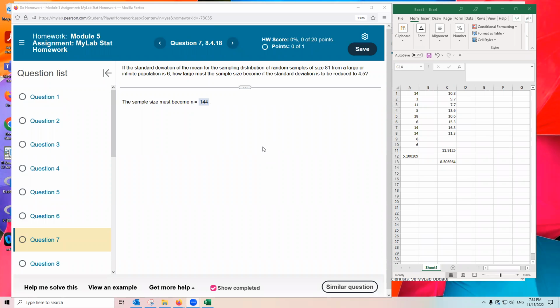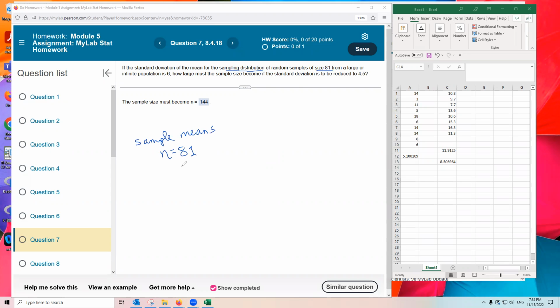All right, folks, let's take a look at another example. This is question 7. And this question is asking you to think about a sampling distribution of random samples. So what we're doing is analyzing the sample means in this example. And the sample size is 81.